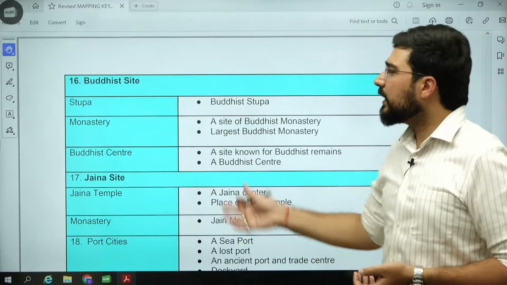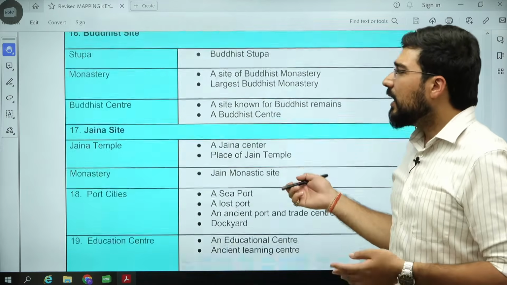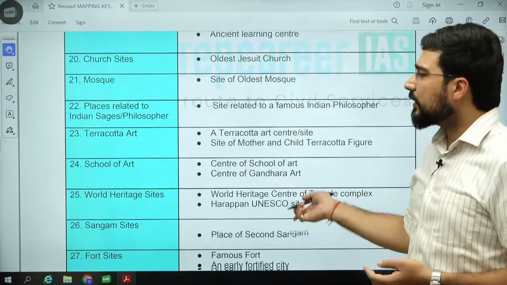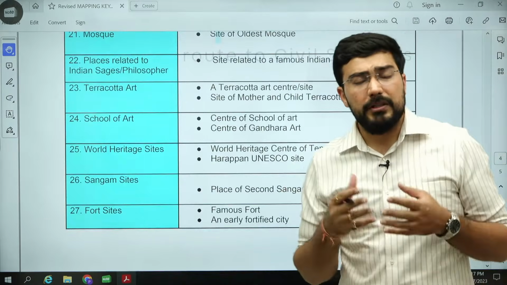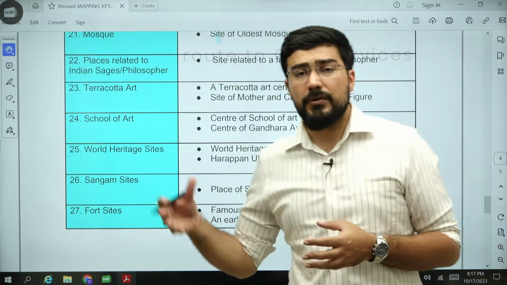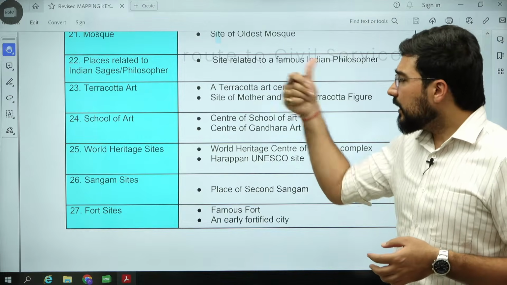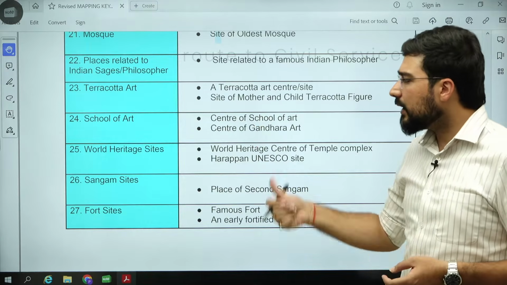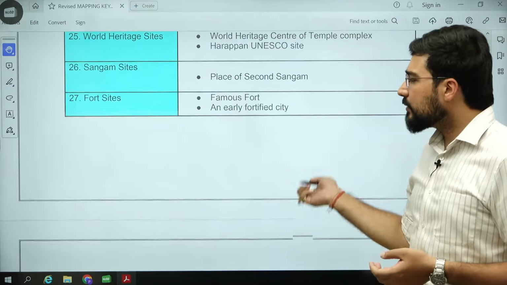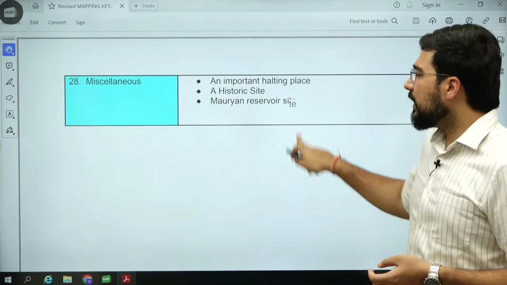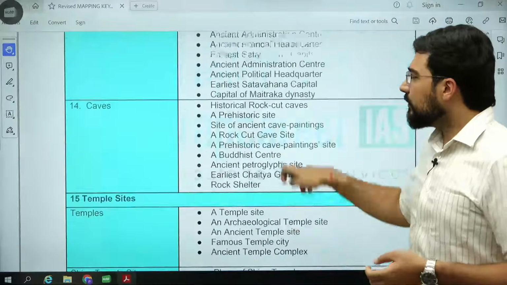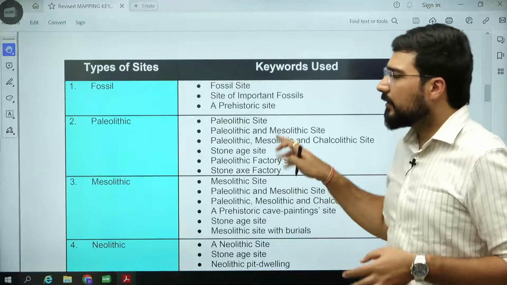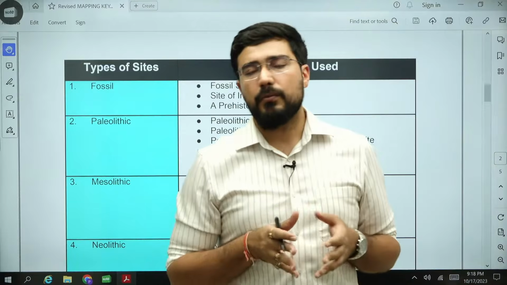Within Buddhist site, there are so many categories: stupa, monastery, Buddhist center, Jaina also, Jaina temple, monastery, port cities, education center, church, mosque, places related to the birthplace of important philosophers. Like they asked about Shankaracharya in 2013. Terracotta art has become very, very prominent in the last 2-3 years. School of Art, World Heritage Site, Sangam site, Fort site. One or two times they have also asked about forts, and some other miscellaneous sites like Mauryan reservoirs, etc. So when we talk about the challenge of identification, this document is going to become very, very important for all of you.